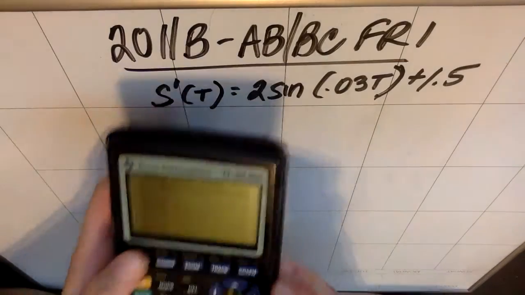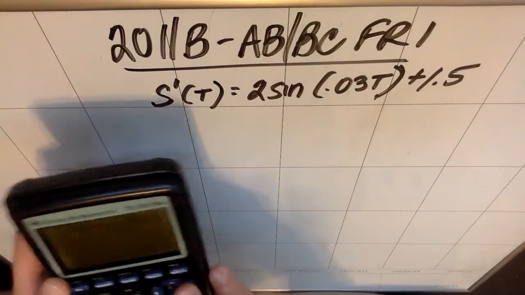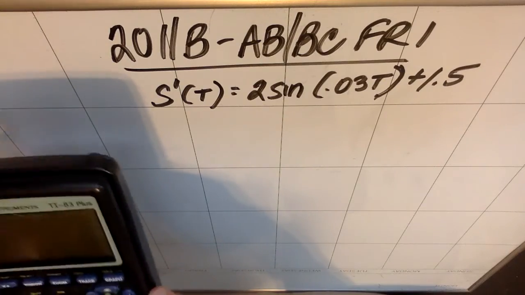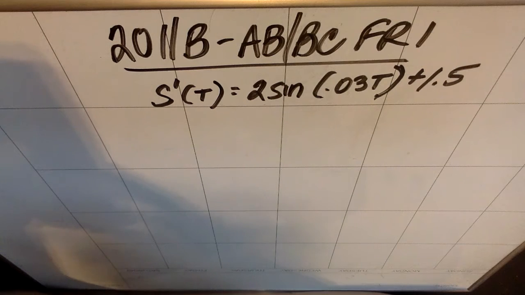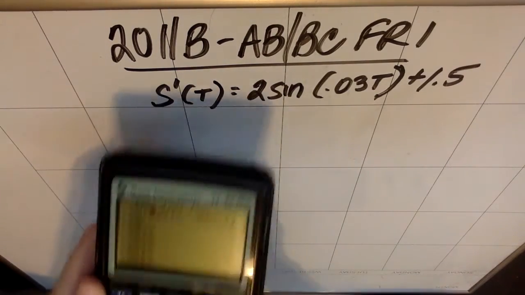I'm going to be in function mode, so even though these are t's, I'm going to put these in as x's. Make sure you're in radian mode as well, because you do not want to take the AP test in degree mode. That would be an unfortunate thing. It's like meme-worthy. There are memes, I'm just saying. All right, cool. So I put that in right.